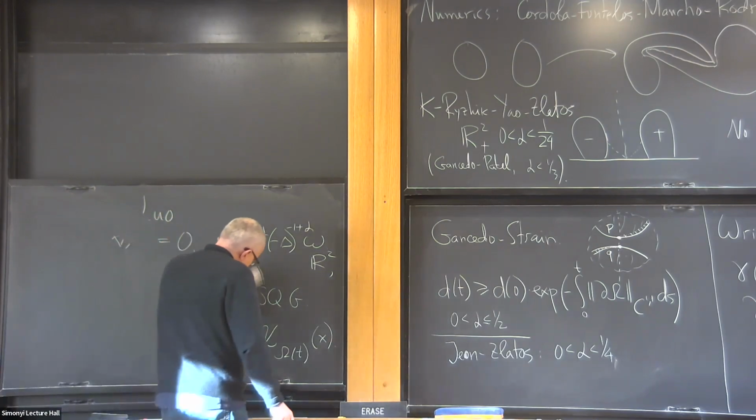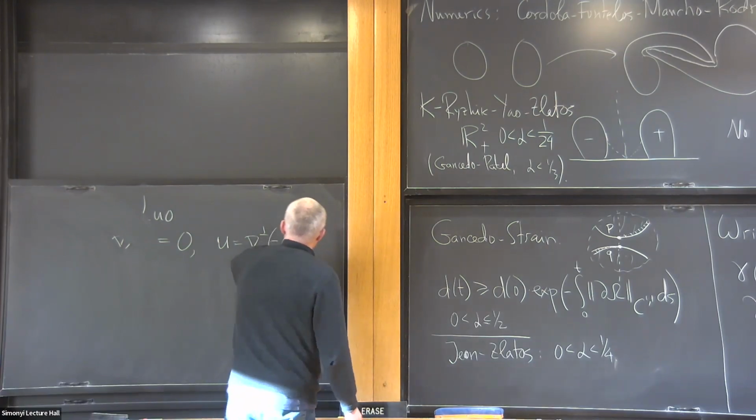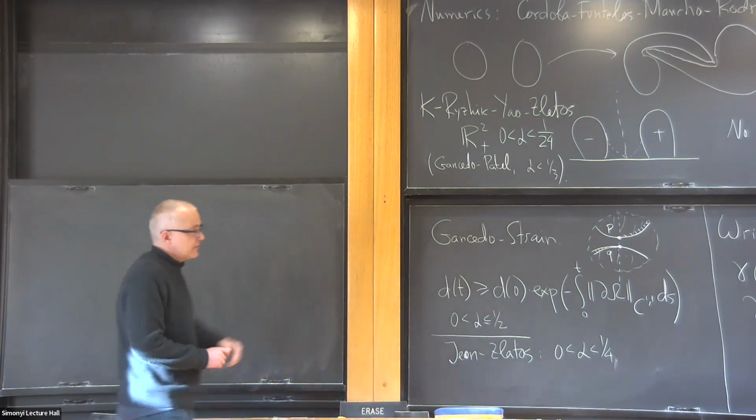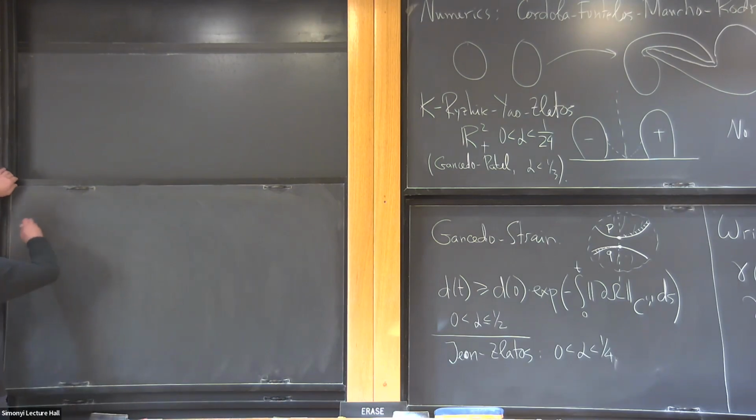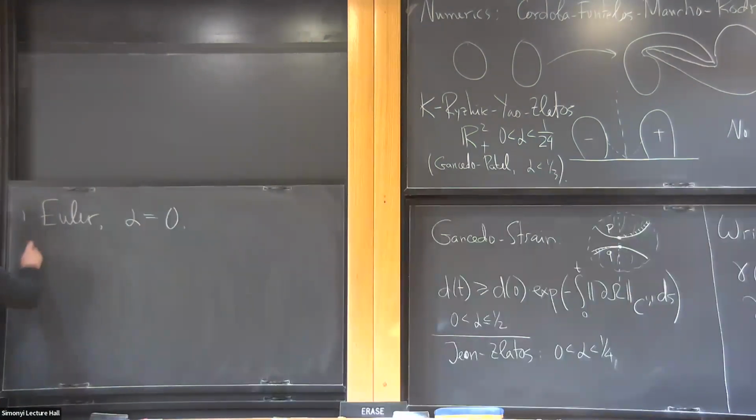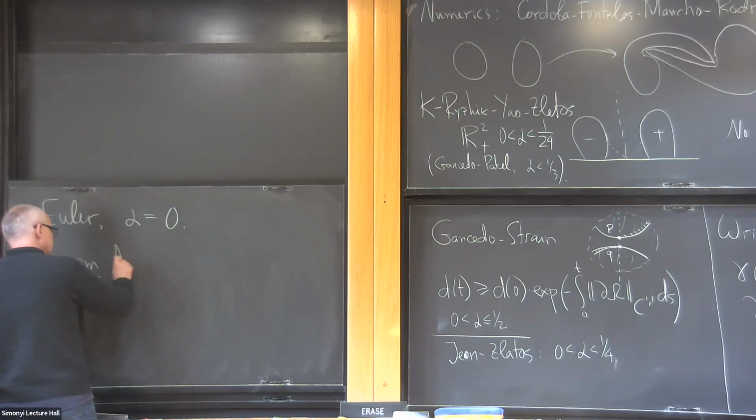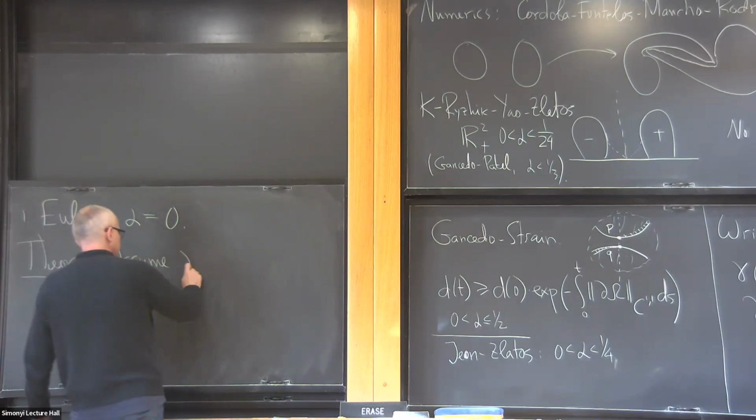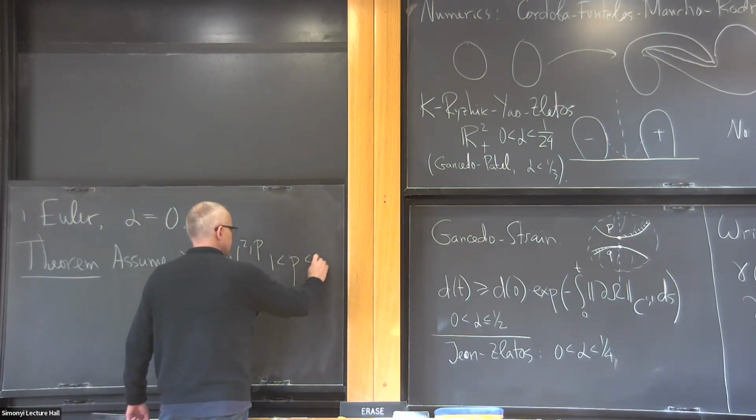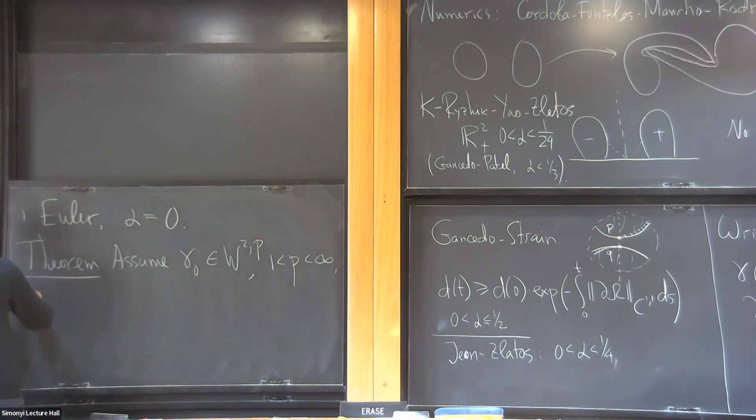And so let me first talk about Euler, because even though for Euler we know it's globally regular, nevertheless there is something new that came out of these equations for Euler as well. So first, let's think about Euler, alpha equal to 0. Here's a couple of theorems that we prove. So assume omega 0 is in W^{1,p}, and p is between 1 and infinity. Then there exists a unique solution.